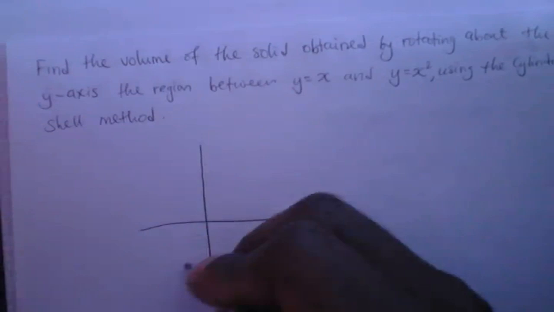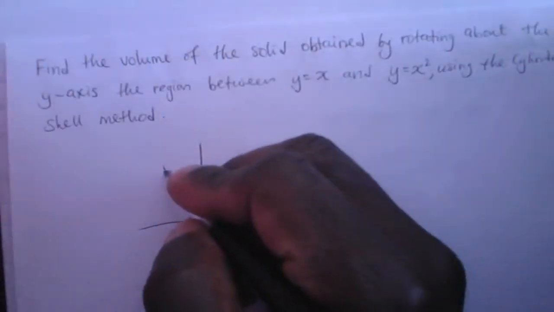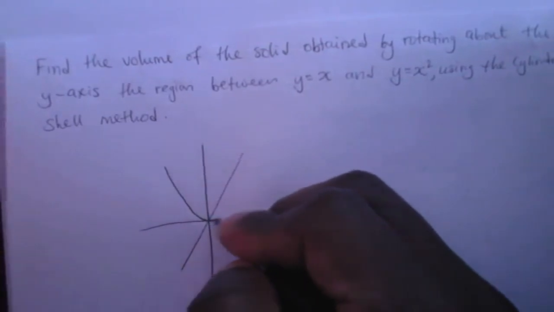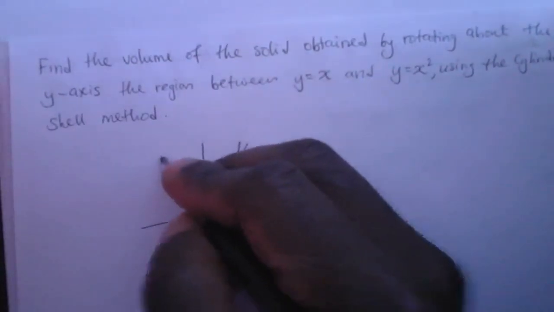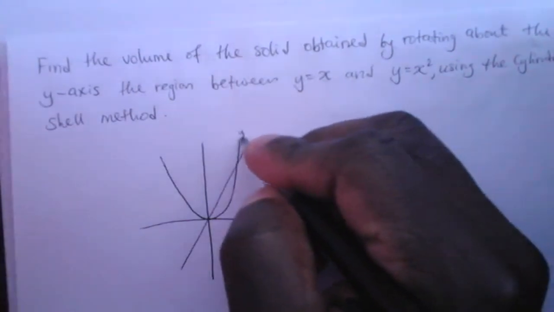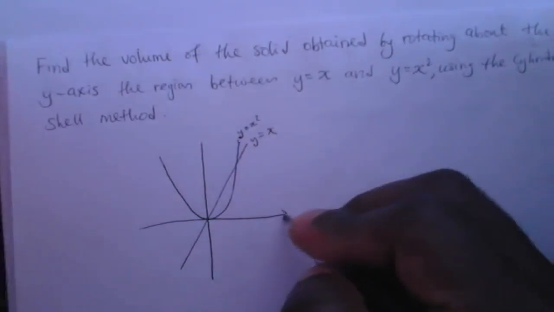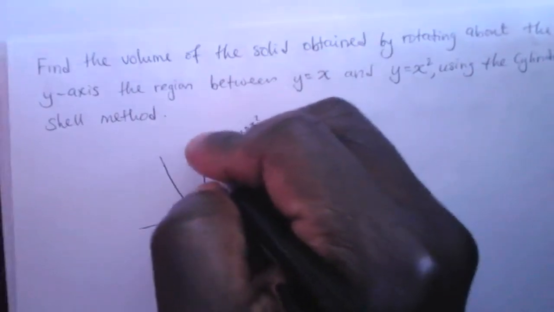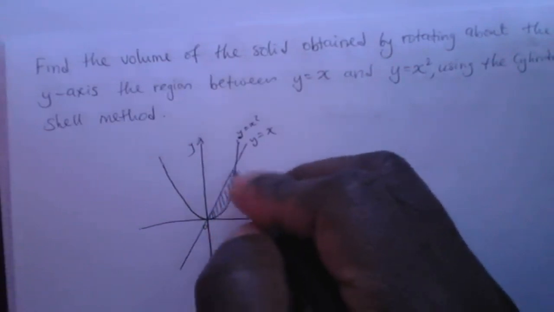we know that y equals x, it's a straight line passing through the origin. y equals x squared, something that looks like that. Alright, so this is y equals x squared, this is y equals x. Just label your axes. This is y and x, and the origin, and we know this is the region.